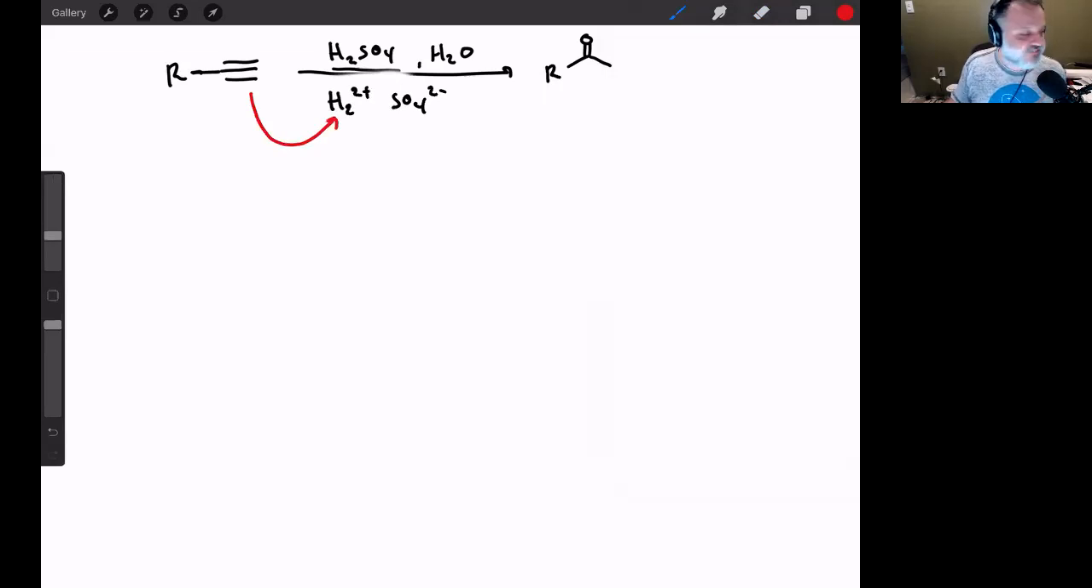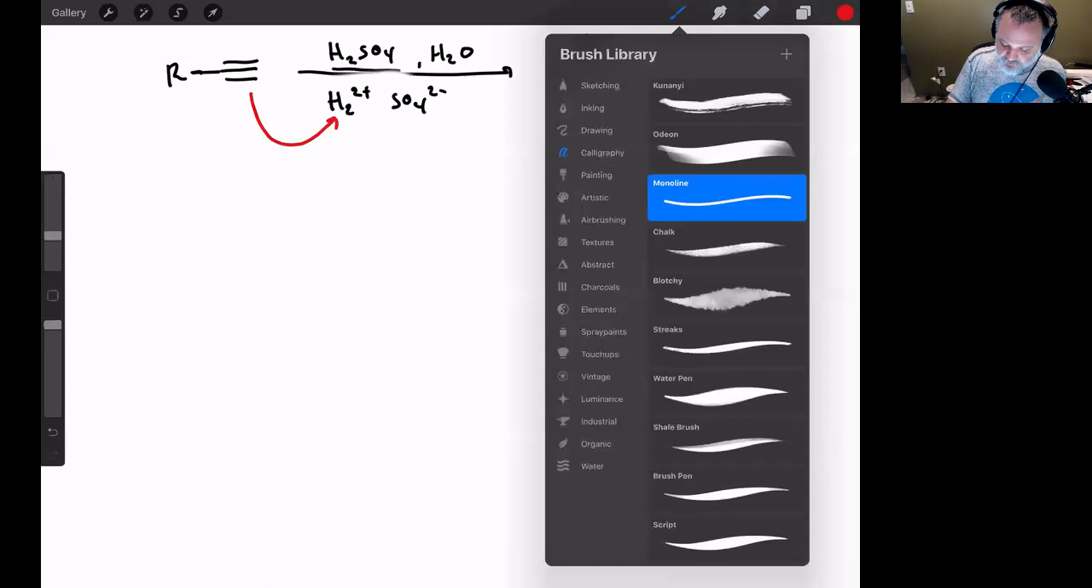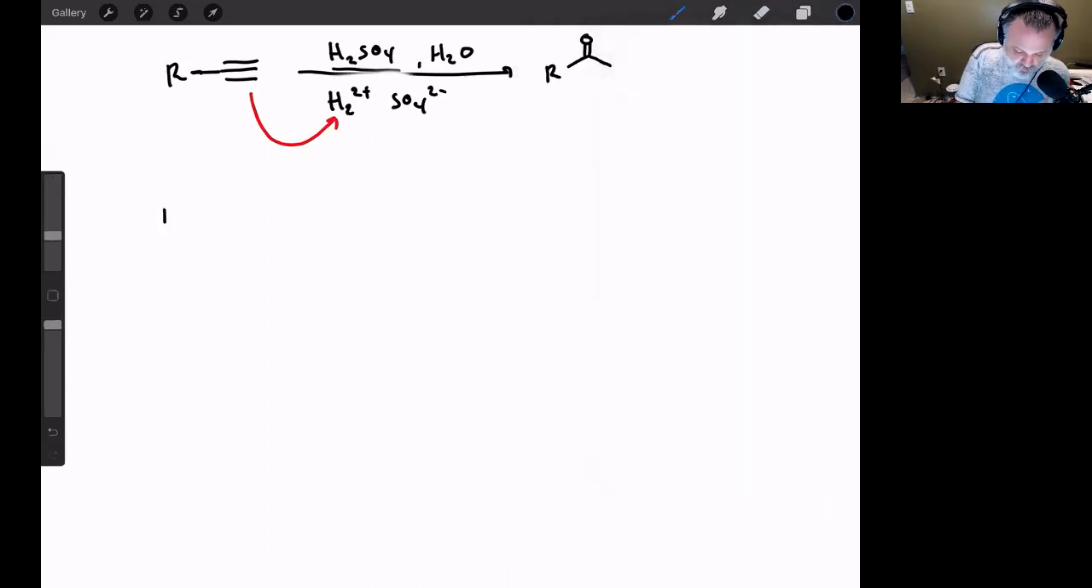So the alkyne attacks the mercuric ion. That's the first step. And that's going to form a vinyl cation. Of course, since it forms a vinyl cation, the vinyl cation will form at the more substituted location. Vinyl cations are not stable in general, but of course the more substituted vinyl cation will be more stable than the least substituted vinyl cation.